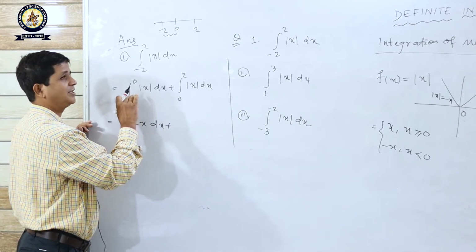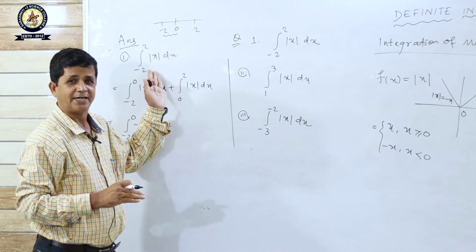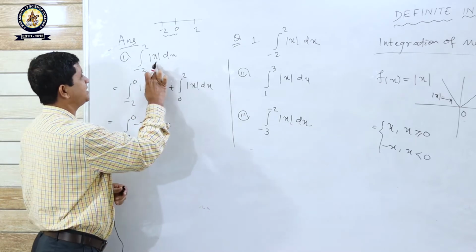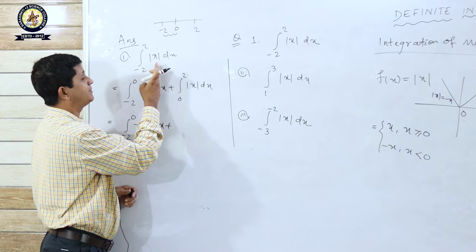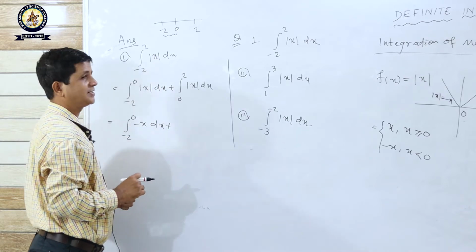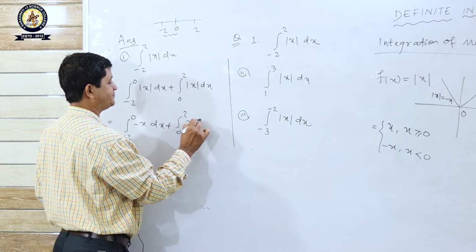Left side of the point where it is 0, the function is always negative, and right side of the point where it is 0 is always positive. x is 0 at the point 0. The left side of the 0 is minus 2 to 0. At that point it is minus x, and right side is 0 to 2 x dx.